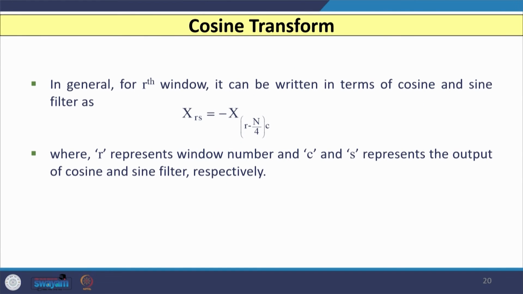So, in general form, if I consider the rth window, then the same can be written in terms of cosine and sine filter as XRS is equal to minus x of r minus n by 4 into C. So, r is nothing but the window number, and C and S represent the cosine and sine filter respectively.